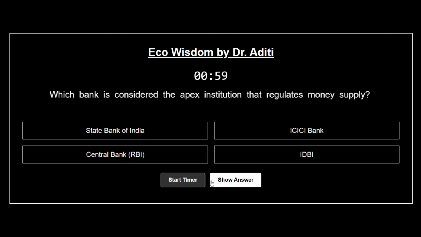Which bank is considered the apex institution that regulates money supply? First option is State Bank of India. Second option is ICICI Bank. Third one is Central Bank, which is RBI. And fourth one is IDBI. This is quite an easy one. I hope you have already marked your answer. If not, do so quickly before the timer ends. Less than half a minute left.